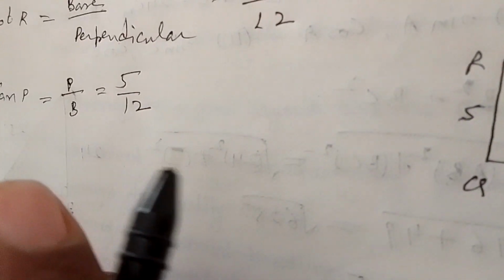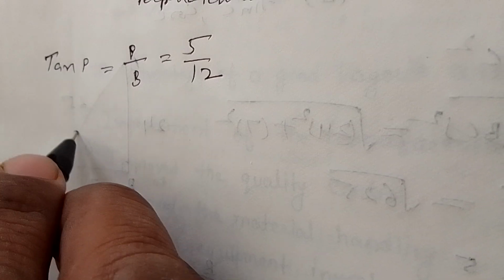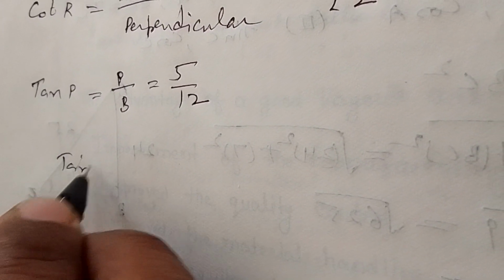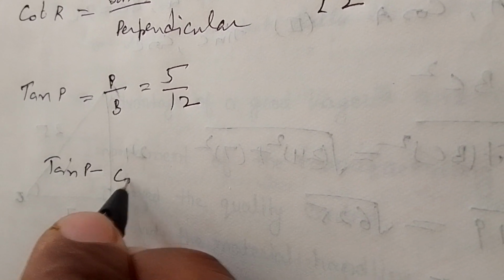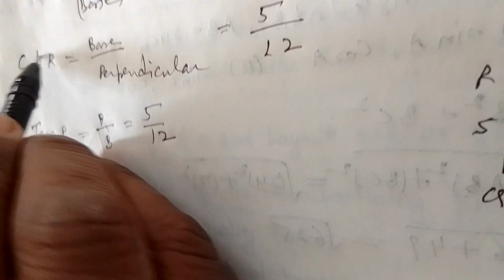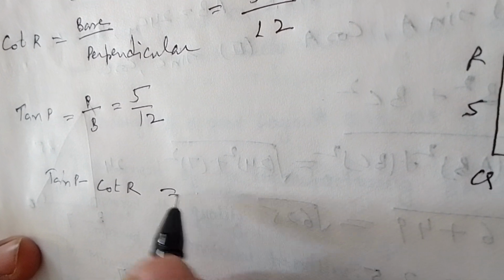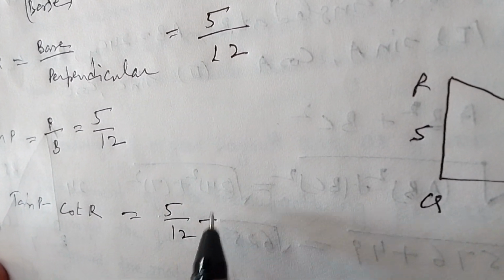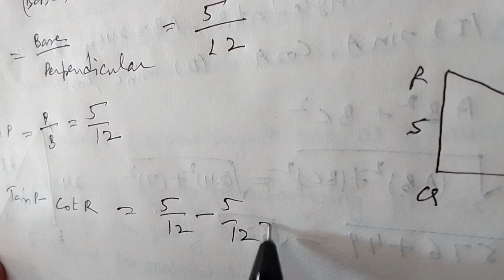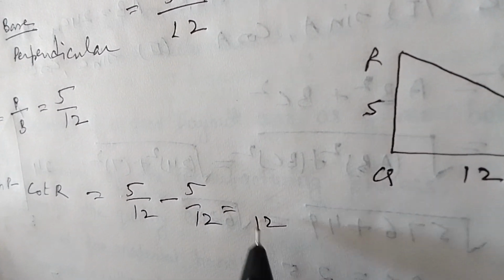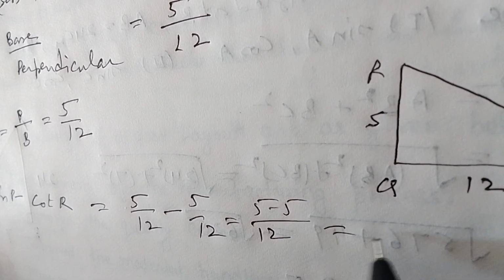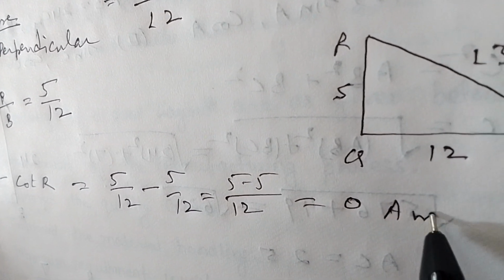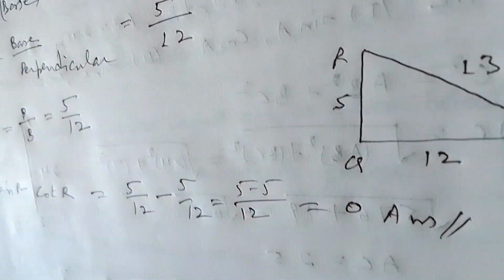So we have to calculate, according to the question, the value of tan P minus cot R. So taking the values from these two, we got tan P is 5 by 12 minus cot R is 5 by 12. It comes out to be 5 minus 5 is equal to 0. So this is the answer of the question.